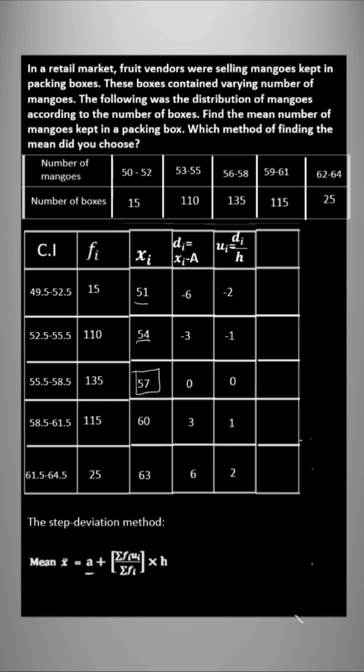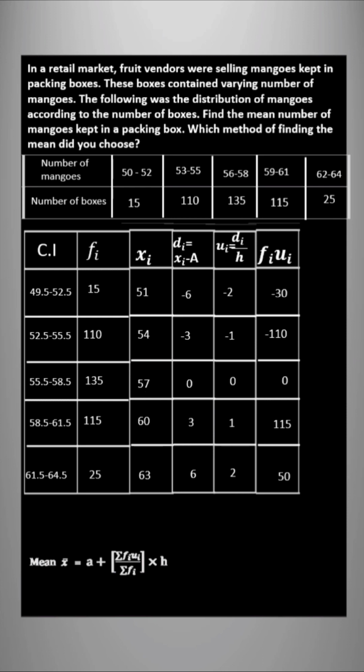Now let us add one more column for fi ui. You have to multiply the numbers under the column fi and the numbers under the column ui. 15 into minus 2, that is minus 30. 110 into minus 1, that is minus 110. 135 into 0, that is 0. 115 into 1, that is 115. 25 into 2, that is 50.